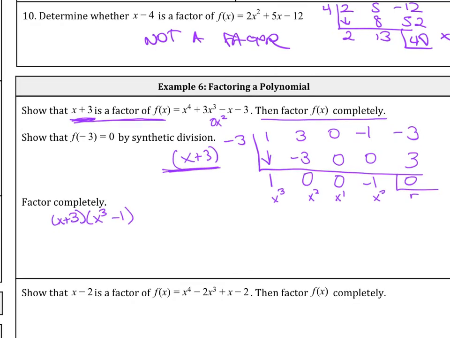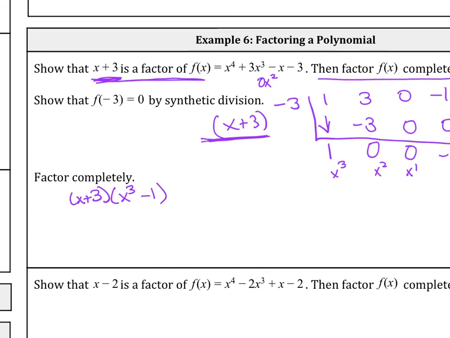So we need to factor this completely. So this was the pattern that we used the other day, the difference of cubes pattern to factoring. So remember, that's a cubed minus b cubed, and that's a minus b times a squared plus ab plus b squared. So that's how you factor a cubed minus b cubed. So let's do that. So x plus 3 is the same. So let's factor the x cubed minus 1. So that is just x minus 1.